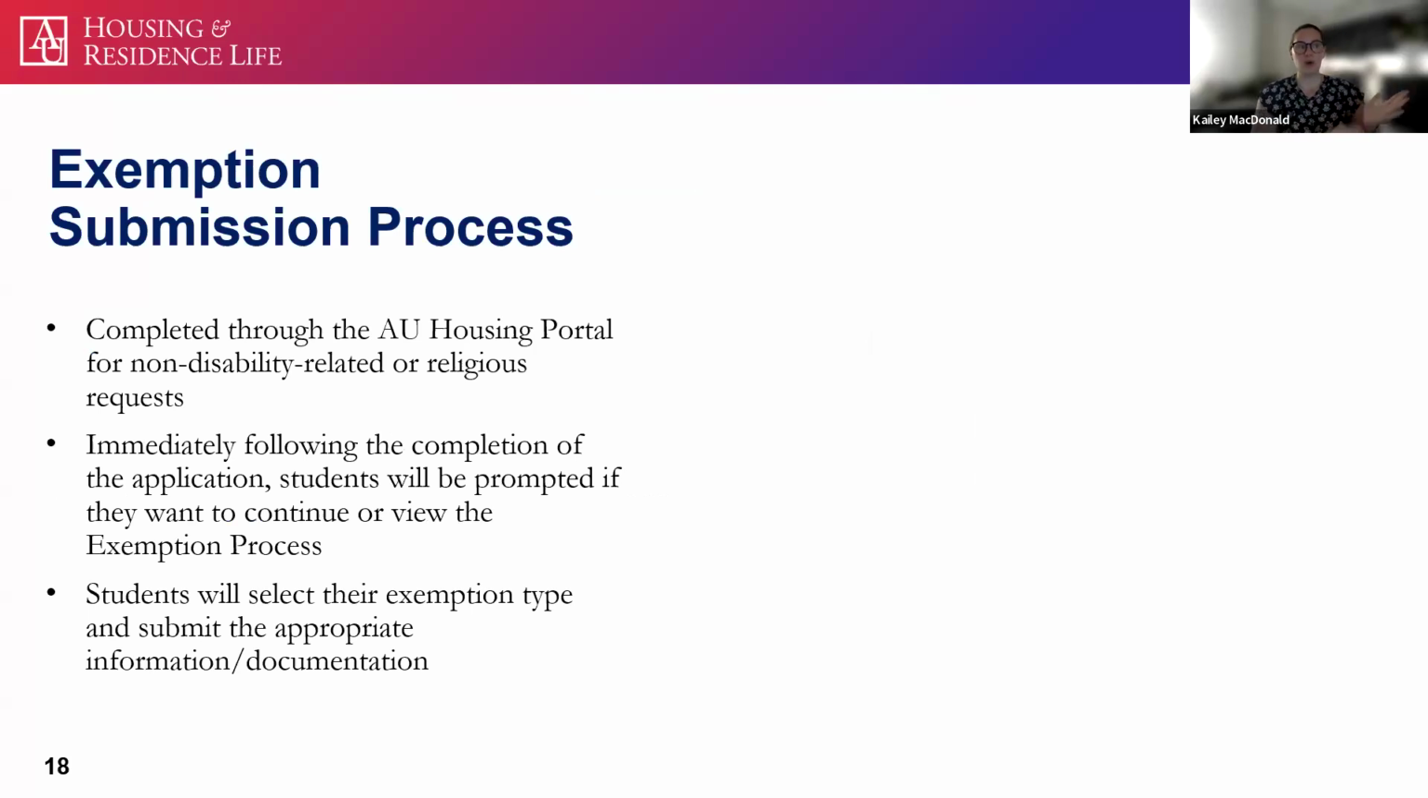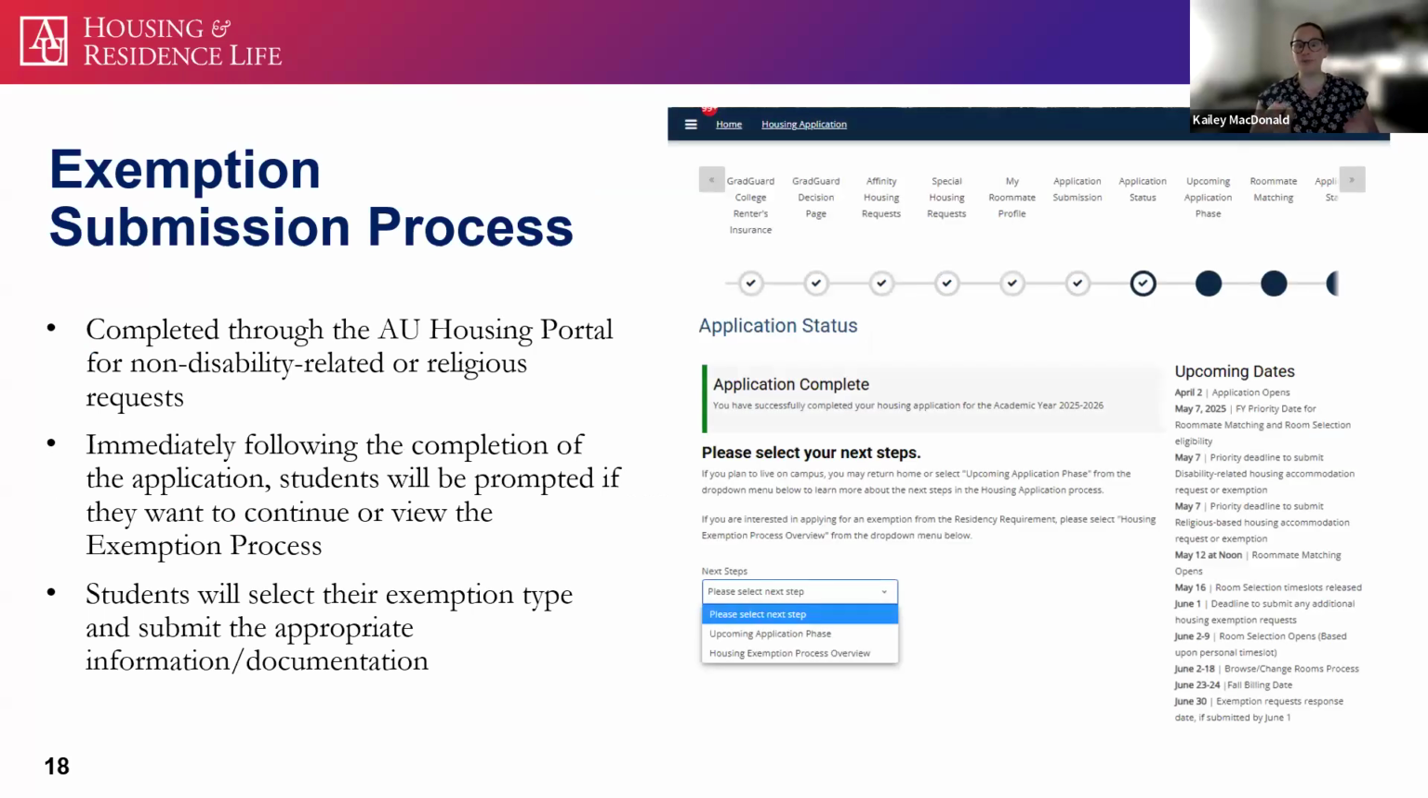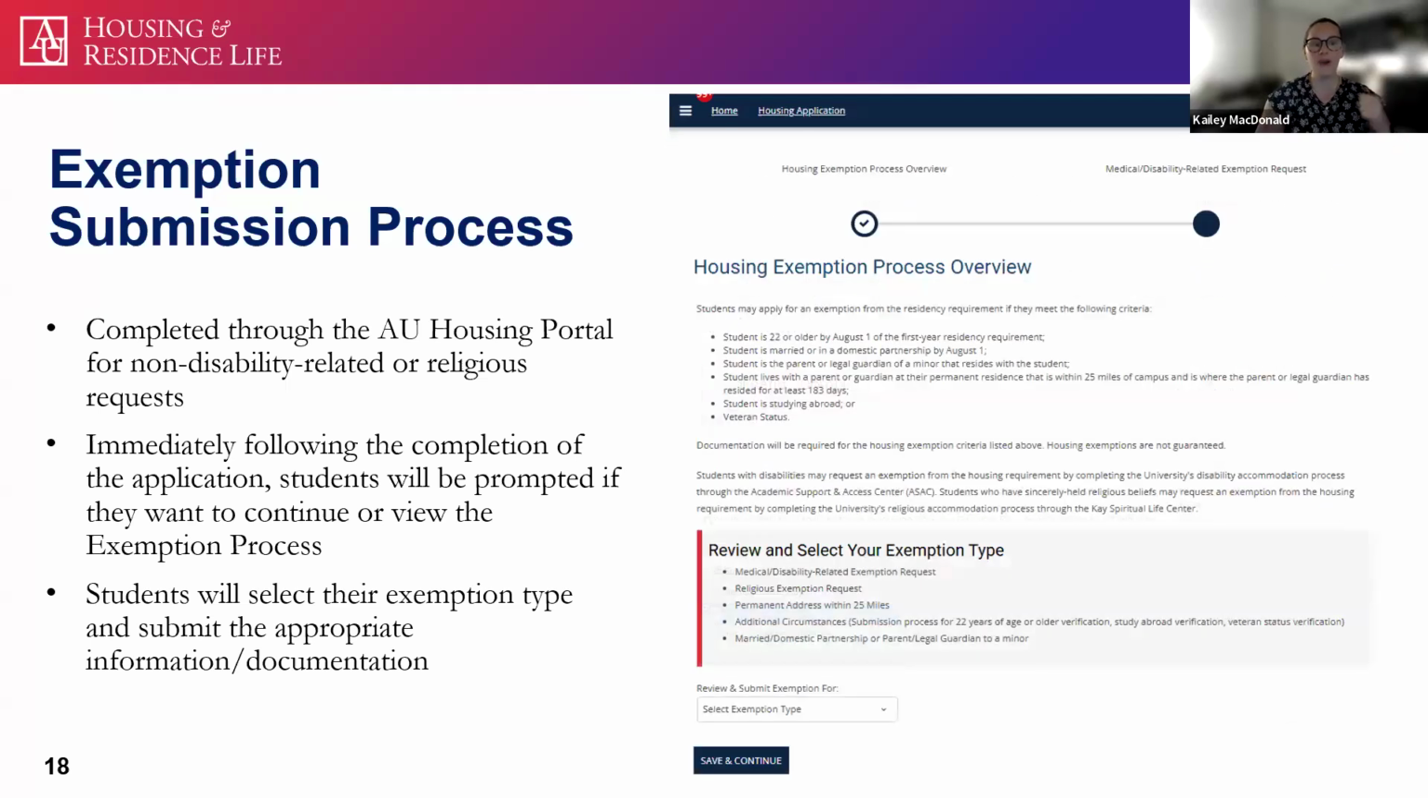And just to give you an overview of what the exemption submission process would look like from the student's point of view. Upon completion of the application, you'll be prompted with what the next steps are. You'll be able to select, do I want to see the upcoming application steps or do I want to view the housing exemption process? From there, you'll select from the different exemption types. All of the exemption requirements that I highlighted earlier are prompted on the screen, and you'll be able to select and submit the exemption type that you are interested in.